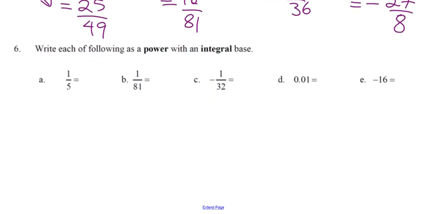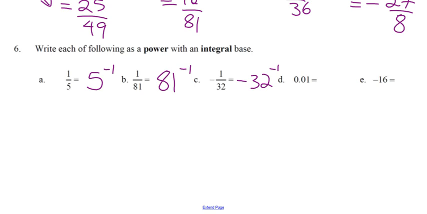Write each of the following as a power with an integral base. So integral means with an integer base, right? Now integers we know, right? Integers are positive or negative whole numbers. So 1/5 with an integral base is 5 to the negative 1. 1 over 81, 81 to the negative 1. Negative 1 over 32, that's the negative of 1 over 32, becomes the negative of 32 to the negative 1.